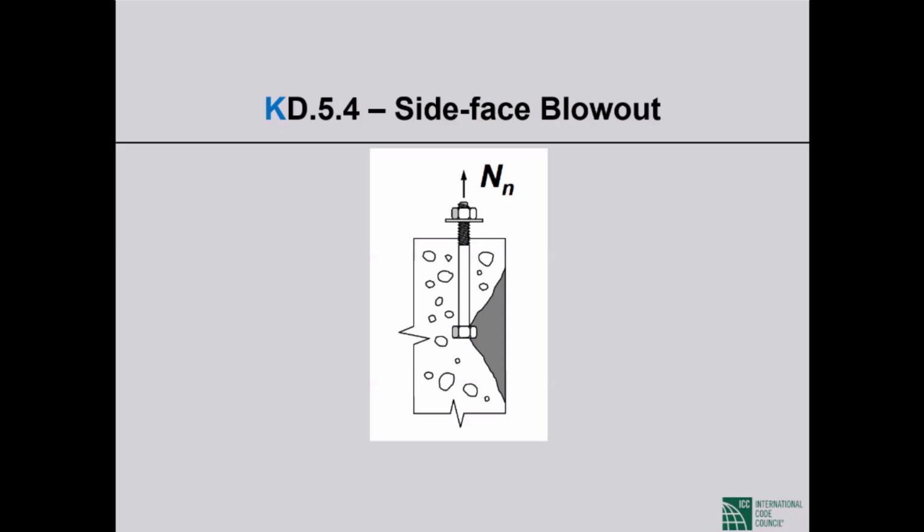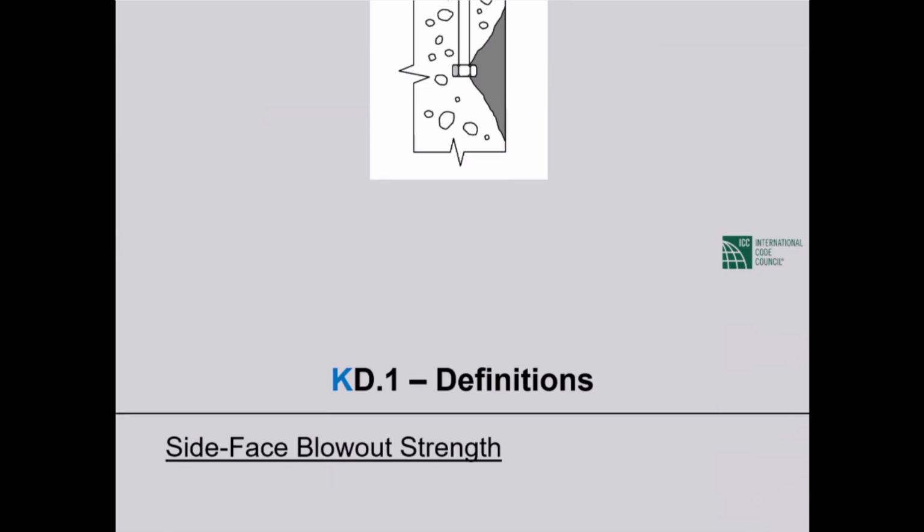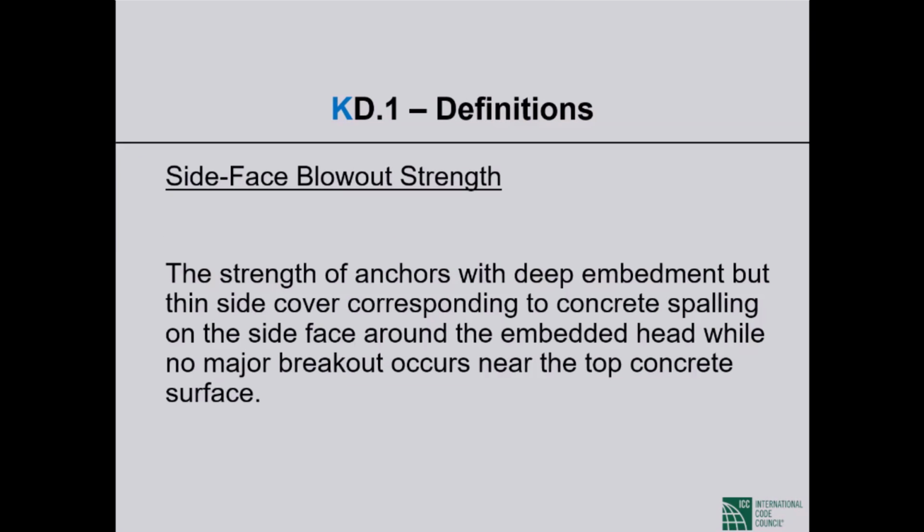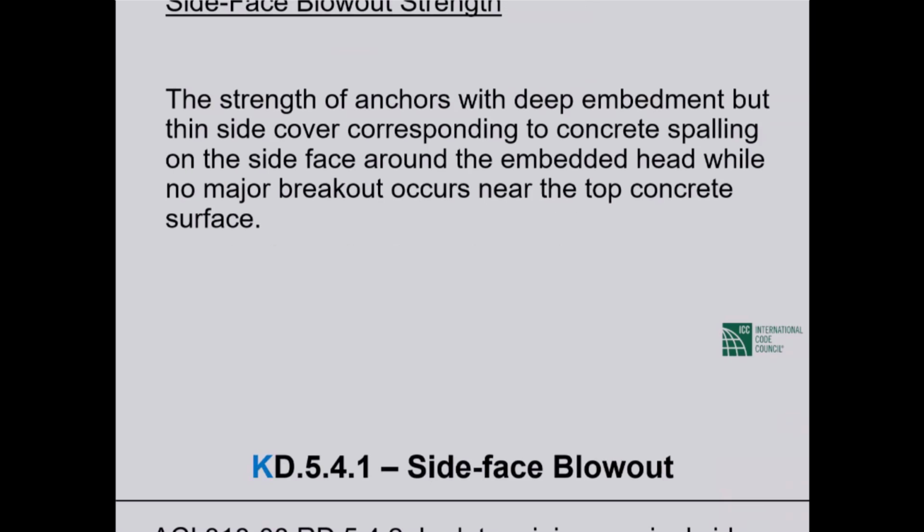Final failure mode, side face blowout. This is not an easy one. So the picture tells you the whole story. These are headed bolts or studs, fairly deep embedment, close to the side face. The cover is thin. So this is the definition: the strength of anchors with deep embedment but thin side cover corresponding to concrete spalling on the side face around the embedded head, while no major breakout occurs near the top concrete surface. Okay, the picture said it all.